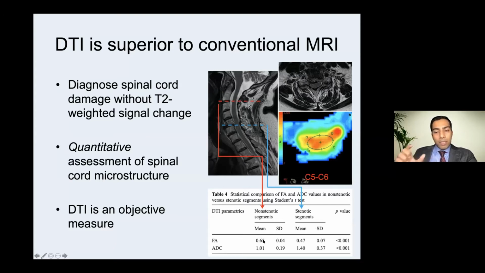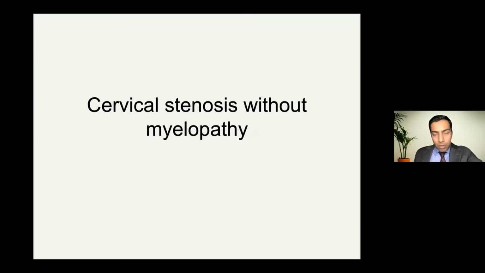So DTI is able to give you that kind of quantitative measure, and it removes some of the subjectivity you see when you talk about mild stenosis, moderate stenosis. And this objective measure, I think, is useful in that it actually tells you about what's happening in the spinal cord. So with this background, I'm just going to switch to the second section of the talk, and I'll be talking about cervical stenosis without myelopathy.